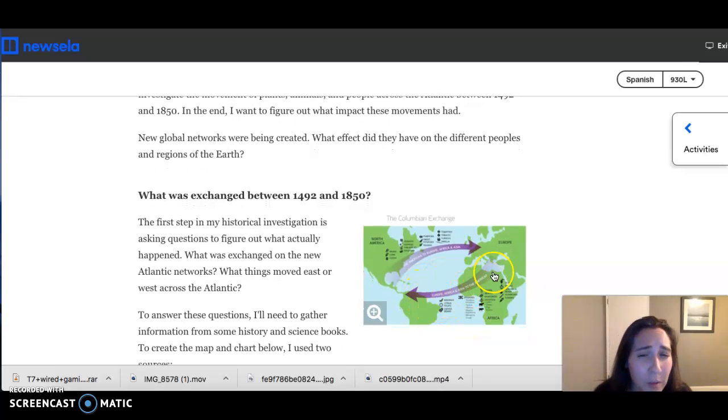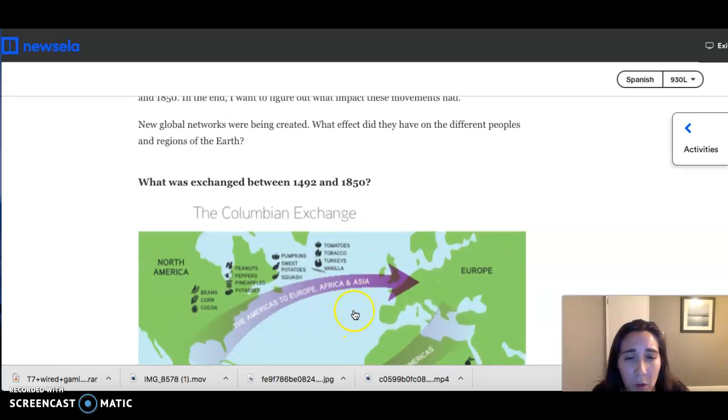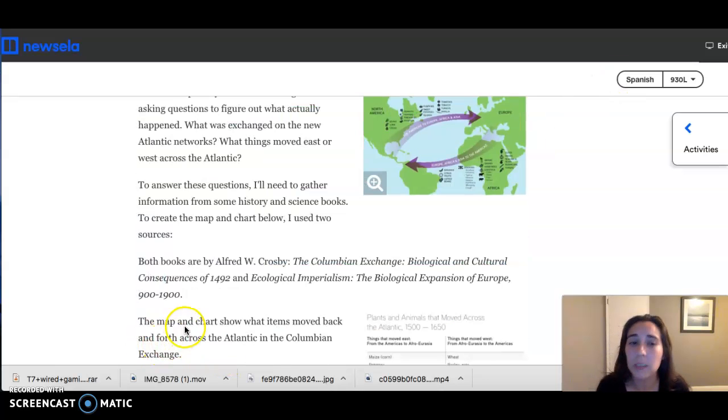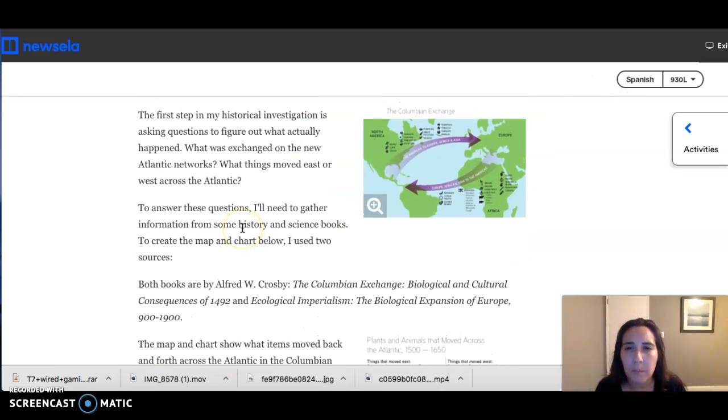So first off, I'm going to notice there's a map right here, and you could click this map to enlarge it. Look at the bottom left-hand corner here, and it lists all of these things that went from North America to Afro-Eurasia. Afro-Eurasia meaning Africa, Europe, and Asia. And then all of these things listed where this arrow is were from Afro-Eurasia originally, and then they went to the Americas. It's always important to look at the pictures in these articles.